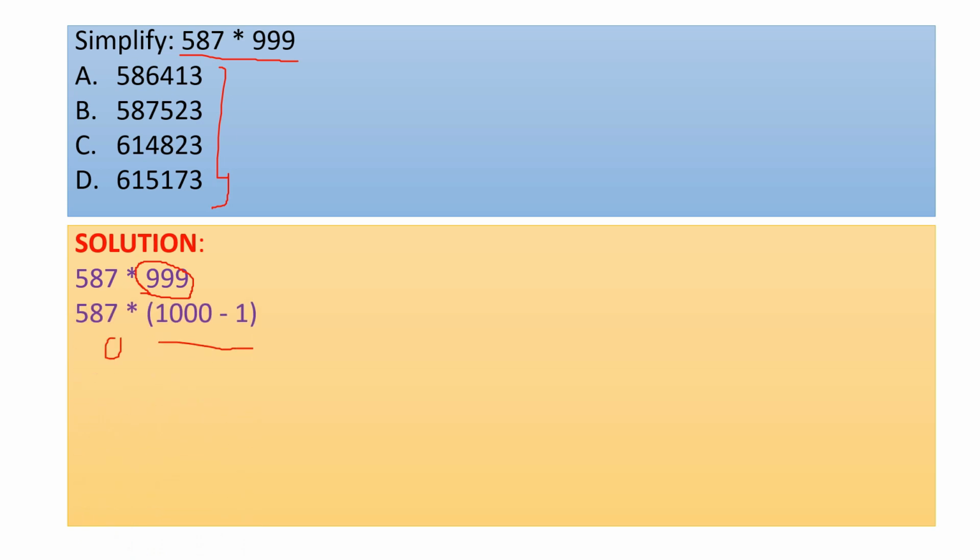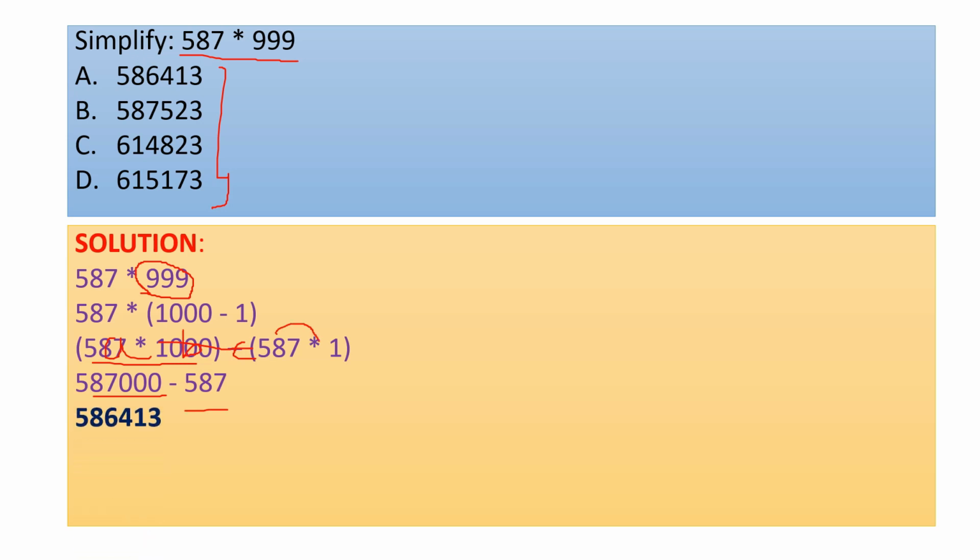So we know A into B minus C is A into B minus A into C. Accordingly we can rewrite the given question as 587 into 1000 minus 587 into 1. So we find the values: 587000 minus 587. On subtracting these two values we get 586413 as the answer. So here option A is the answer.